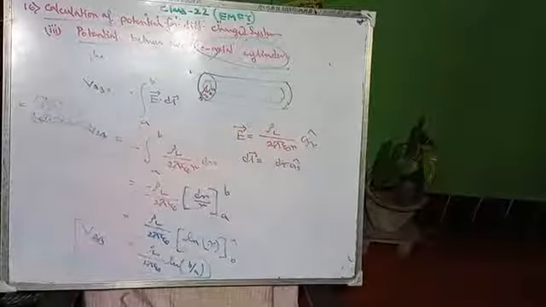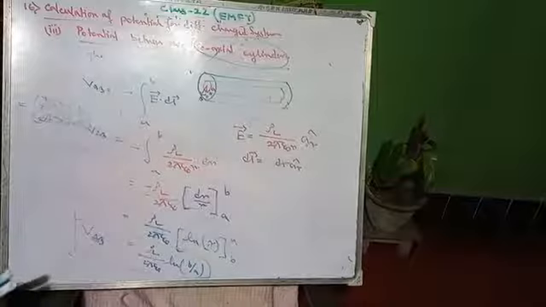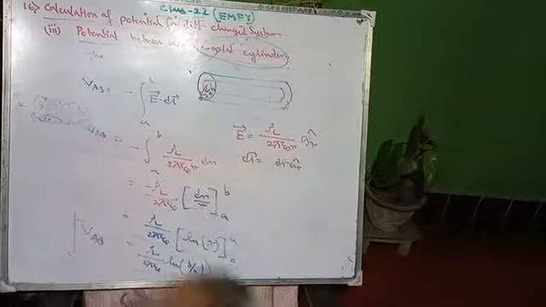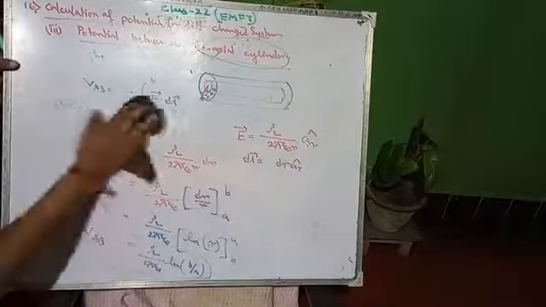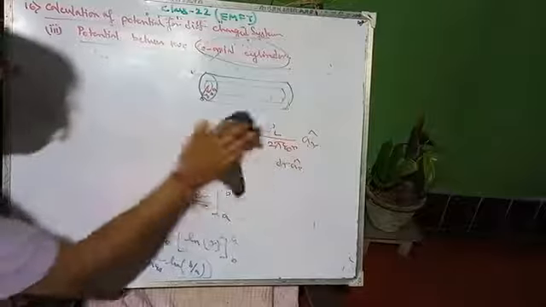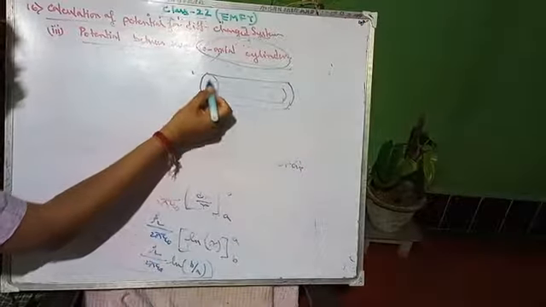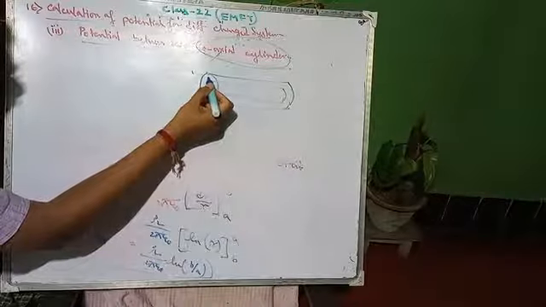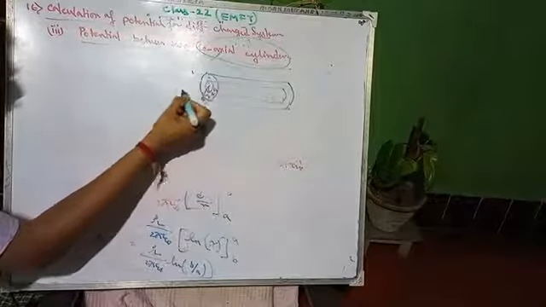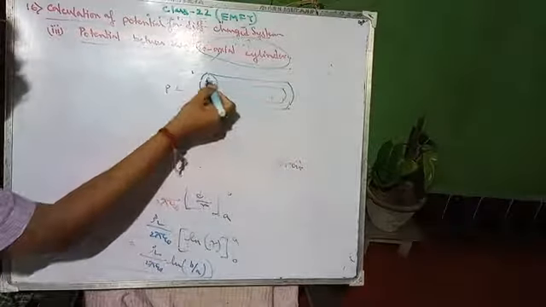So these three applications are very much important. Now we have to calculate the potential in between any two points. Suppose we are taking this point in between these two points, this point is suppose P, having a radius R.